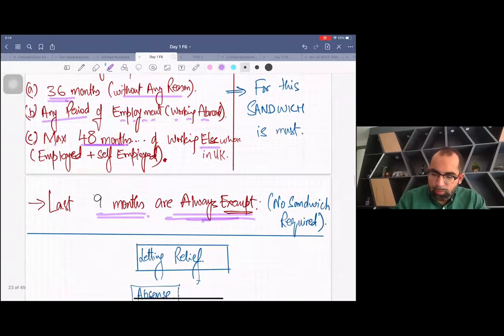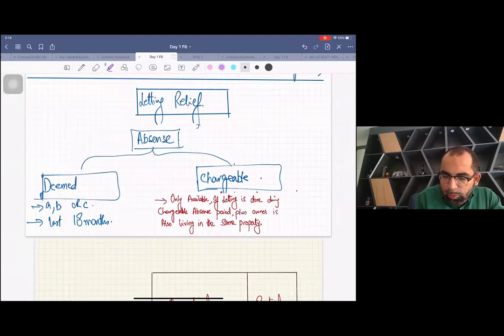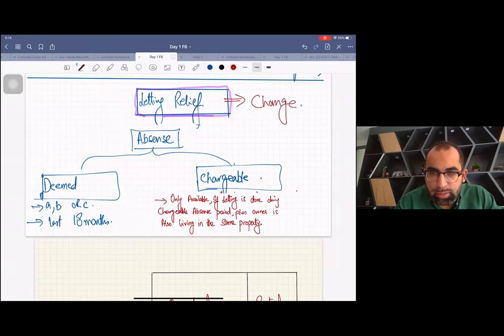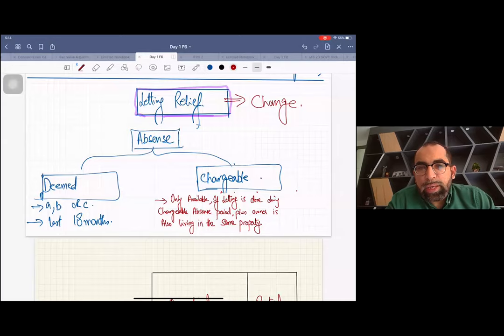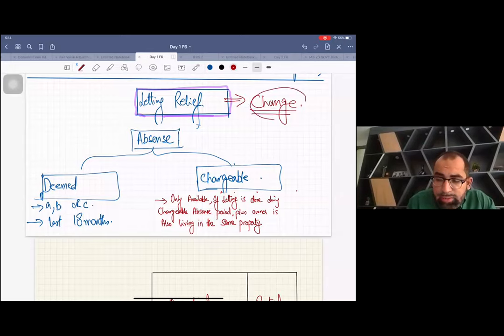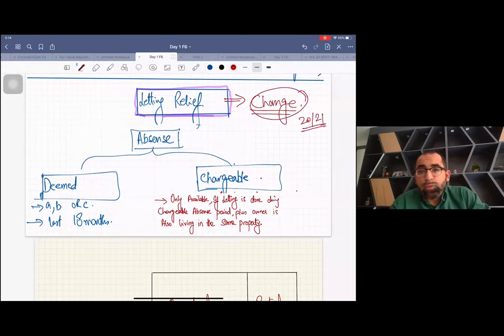Now, one more relief, which we call letting relief. And yes, there is a change. One question: if you want to claim the last 9 months relief, you can use it once in a life for that house. Yes, definitely, once in a life. But in the last 9 months, you don't need to be present in your house. If you are absent, you will still get the relief. Now listen, letting relief has changed in 2021. Those who have studied this previously, in previous fiscal years, it was different. Now it is different. Okay.